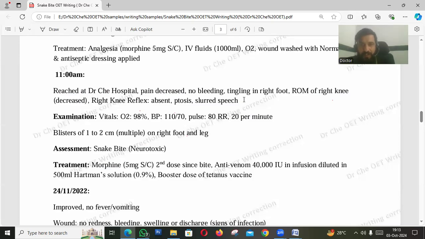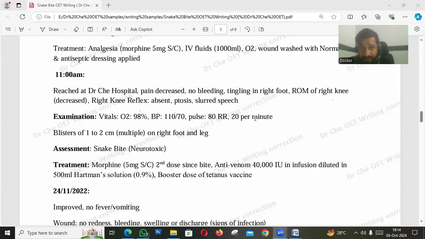This range of motion, can we take it in the examination instead of in the symptoms? Is also possible. Knee reflex, can we take it in the examination instead of in the symptoms? Can you hear me? Yes, sir. It's possible. Knee reflex can be examination also, it can be symptom. Range of motion can be examination also, but ptosis, slurred speech, this should come in the symptoms.